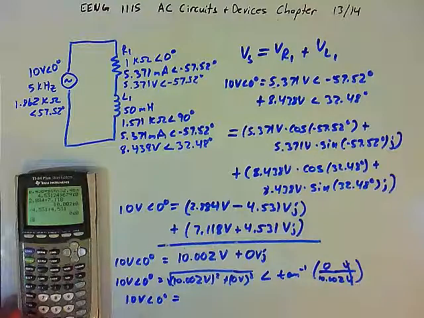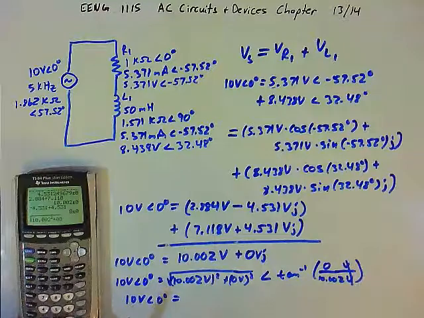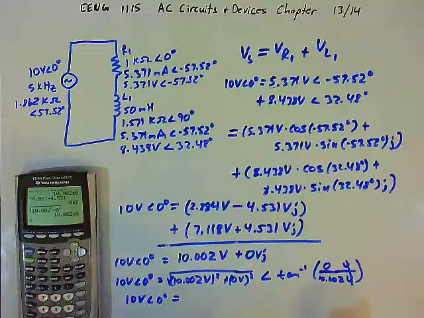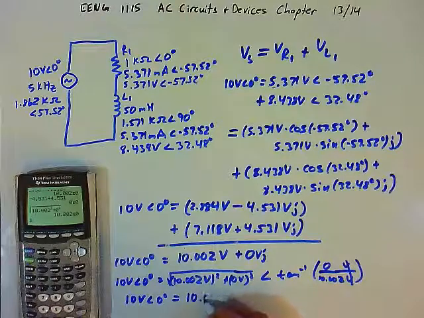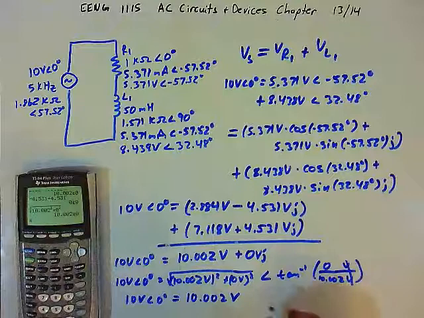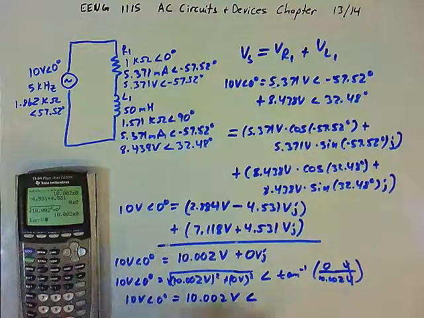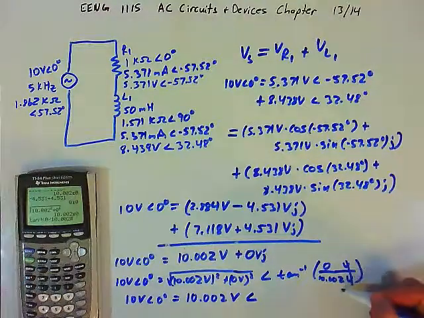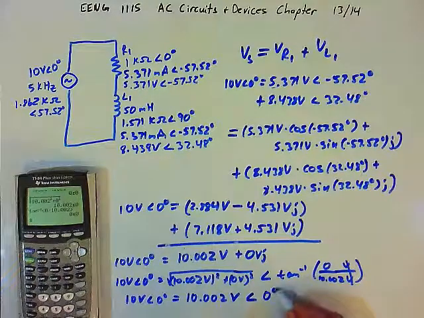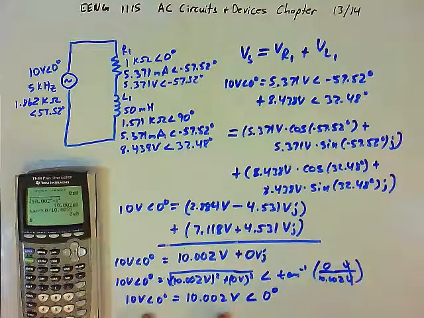So we take the square root of 10.002 squared plus 0 squared, and so we get 10.002, which is pretty close to 10. That's rounding error. Volts, that is the magnitude of the vector. The angle will be the inverse tangent of 0 divided by 10.002. Of course, 0 divided by any number is 0. So the inverse tangent of 0 is 0 degrees. And we can see that these are equal. So Kirchhoff's law holds true.